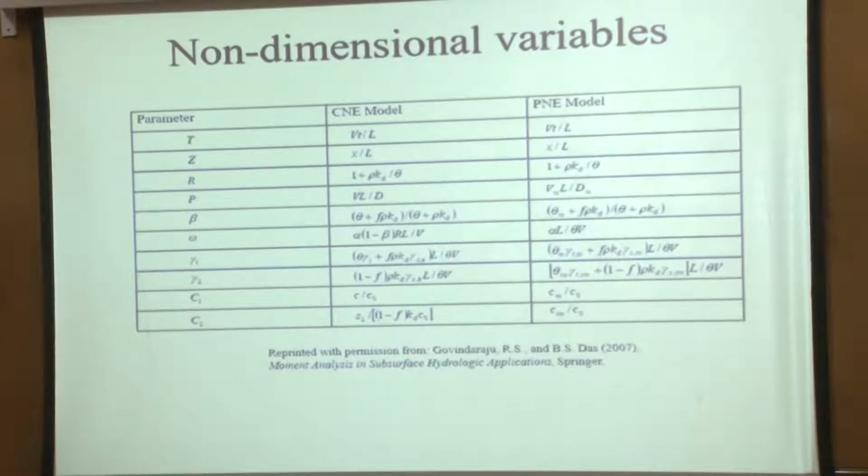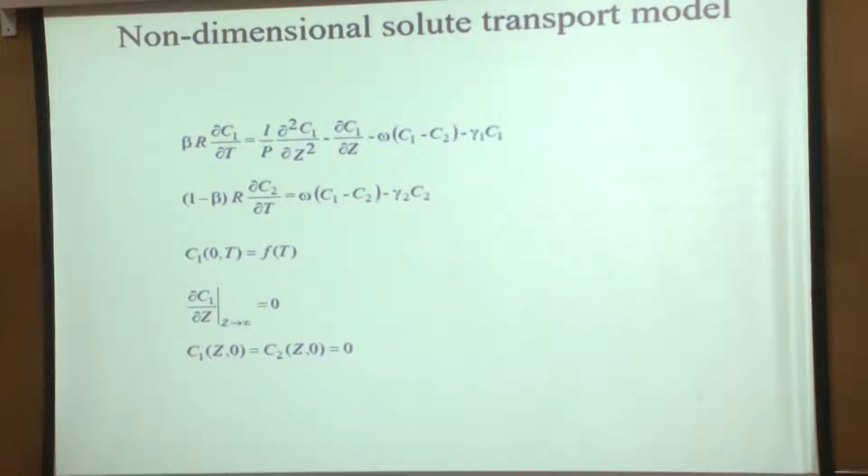So if we use these dimensionless definitions, whether I use the CNE model or the PNE model, I essentially get one system of equations. These are the 2 equations I get in terms of C1 and C2, but the form of this equation is exactly the same for both of them. The definitions of these dimensionless terms for the 2 models are slightly different from each other, but otherwise in dimensionless form they have the same equation. And the governing equations we have written over there.